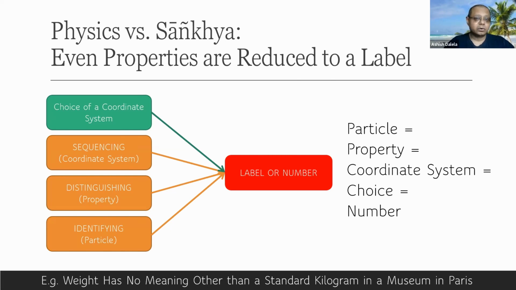Now, some people might say, no, physics has a conception of properties, like we'll say there is mass, energy, momentum. The answer is no. These concepts that we use in physics, let's say mass. What is mass? Nobody can actually explain what mass is. All that we say is that if you want to measure mass, go to Paris. There is a standard kilogram kept in a museum. That kilogram is what we mean by mass. If you measure against that kilogram, that is the definition of mass.